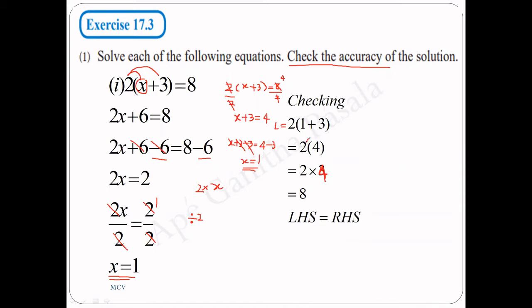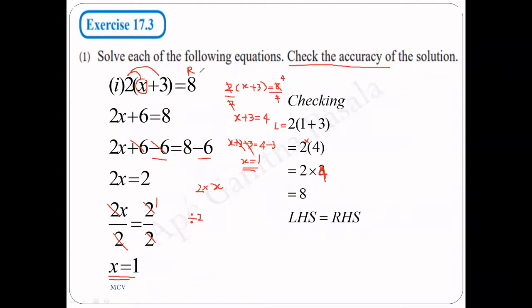Brackets means there's a multiplication in between. Then 2 into 4 is 8. Left hand side was 8. What was the right hand side? Right hand side also 8. When you substitute x equals 1, the left hand side is 8, and the right hand side is also 8.